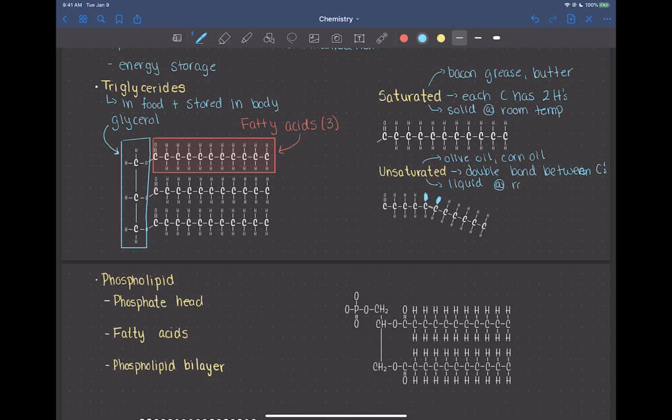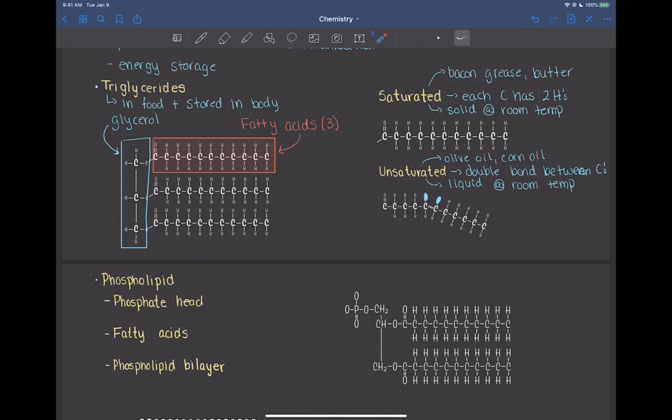And that is because of this double bond that's been introduced. So now, instead of being able to pack nicely together, you have this fatty acid with a curve to it, and then this fatty acid has a curve, and then this one has a curve. They can't sit next to each other nicely. So they tend to space out more. They need a little more space, and that space is what makes them liquid at room temperature.